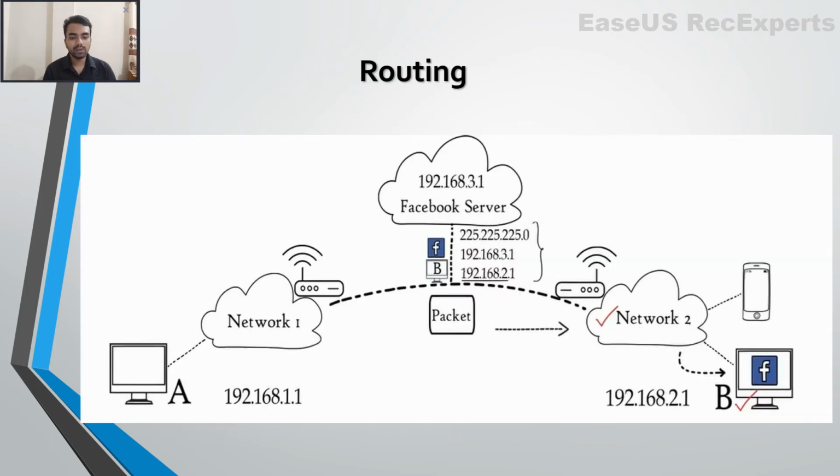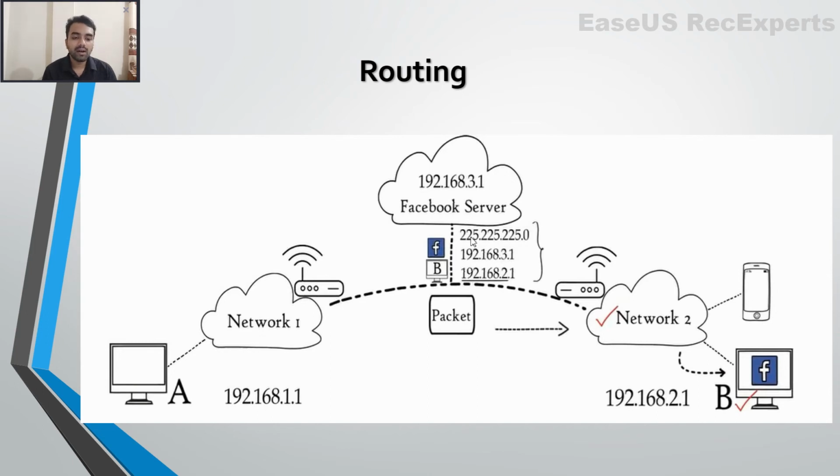So let's look at the routing. Here are device A and device B. We know that every device has an IP address, a unique IP address. So here device B's unique IP address is 192.168.2.1 and B is requesting Facebook. Facebook receives the request and sends the data as a data packet.